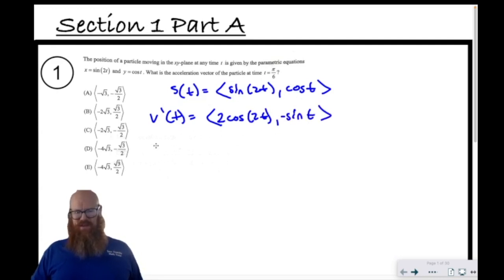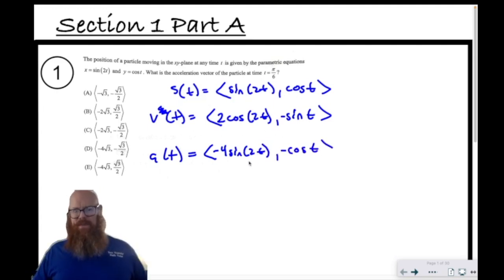And then the acceleration, I don't know why I wrote v prime. That's just v, my bad. That is s prime. And then a of t would be the derivative of v of t, which is negative 4 sine 2t, and then negative cosine t. And then they want a of pi over 6.